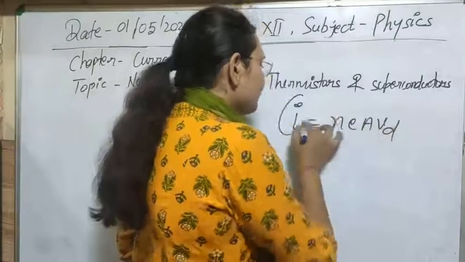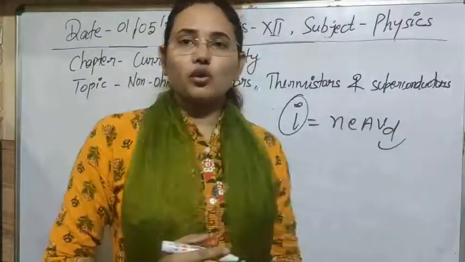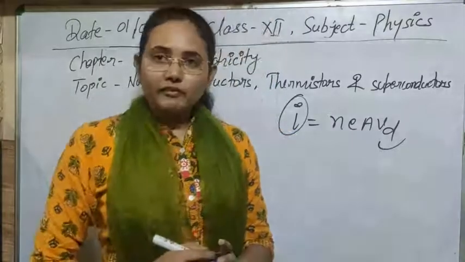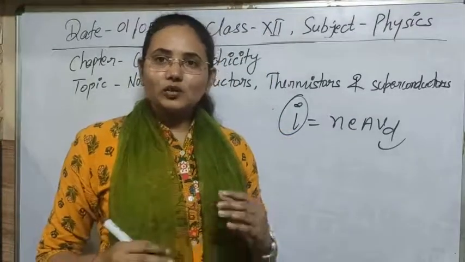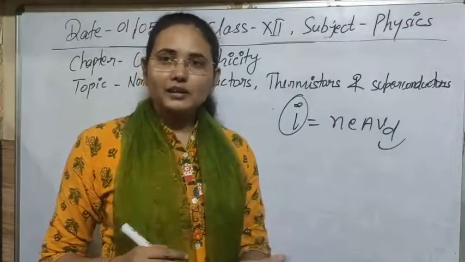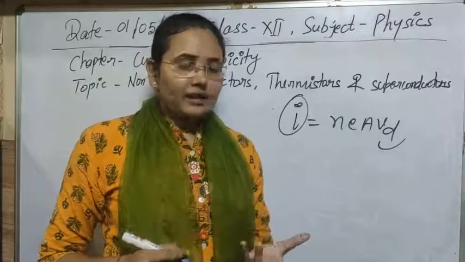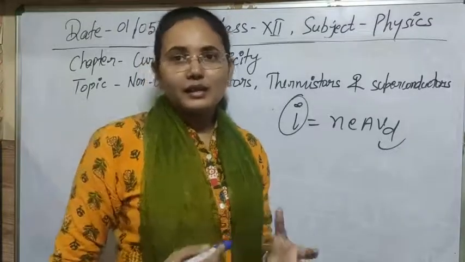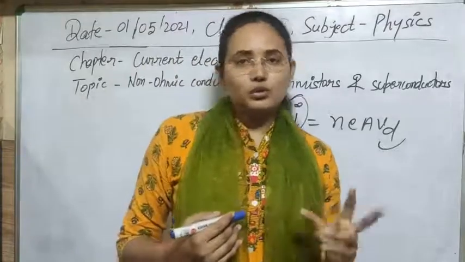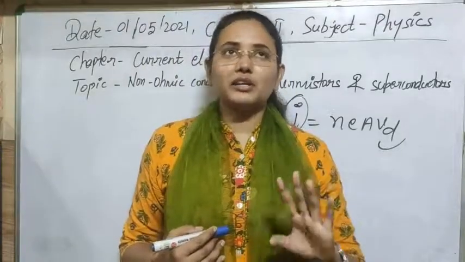So if I is increasing, then obviously this value is also increasing. If drift velocity is increasing, it means that the electron is moving faster. Now its kinetic energy is increasing, and whenever kinetic energy is increased, there are two methods through which I can make you understand.